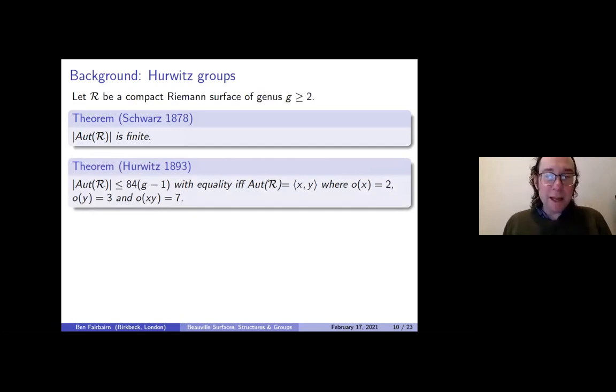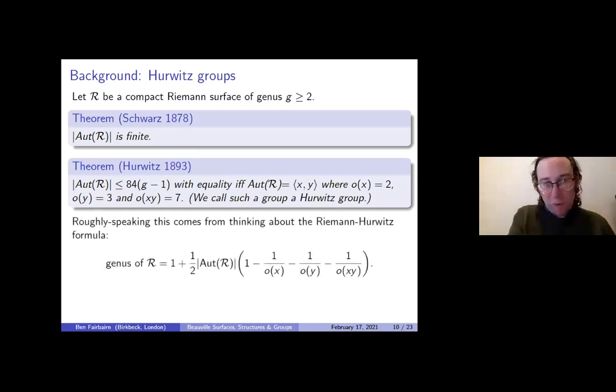Moreover, that inequality is an equality if and only if the automorphism group is 2-generated, and in particular can be generated by an element of order 2 and an element of order 3, such that their product has order 7. So unsurprisingly, such groups are now known as Hurwitz groups. Okay, so given that this is the case where equality happens, what if a group can't be generated by elements of orders 2, 3, and 7?